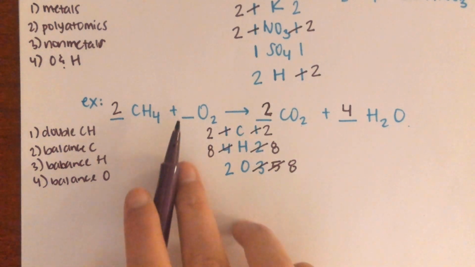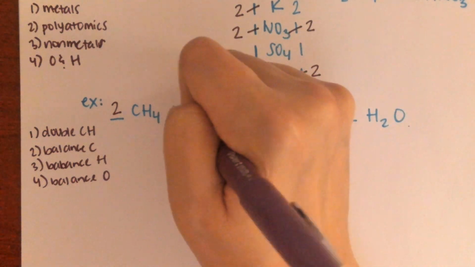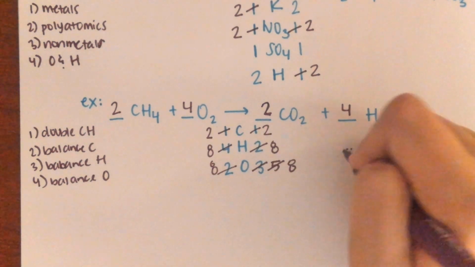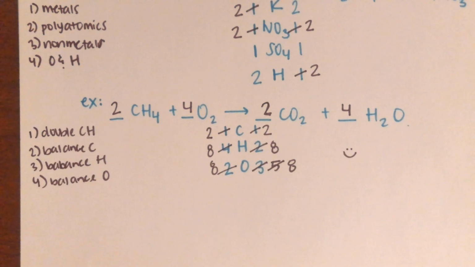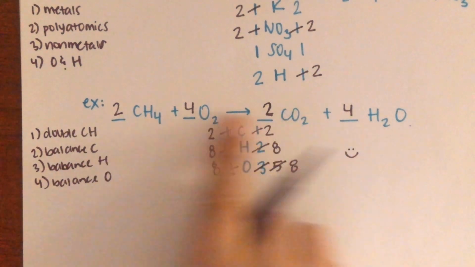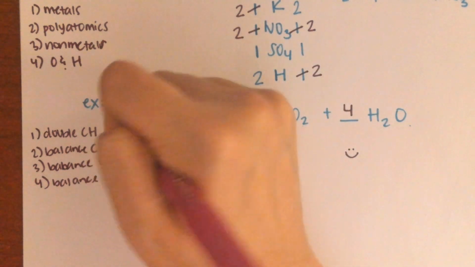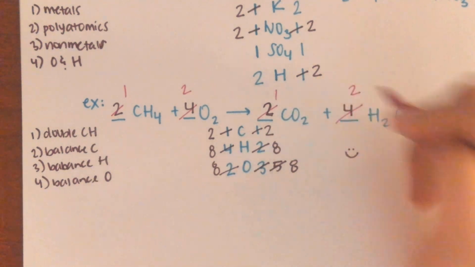Now, last but not least, I gotta fill this in. What times 2 equals 8? 4. Now everyone's happy. However, can these coefficients be simplified? Absolutely. All of these can be simplified by dividing everything by 2. So 1, 2, 1, 2.